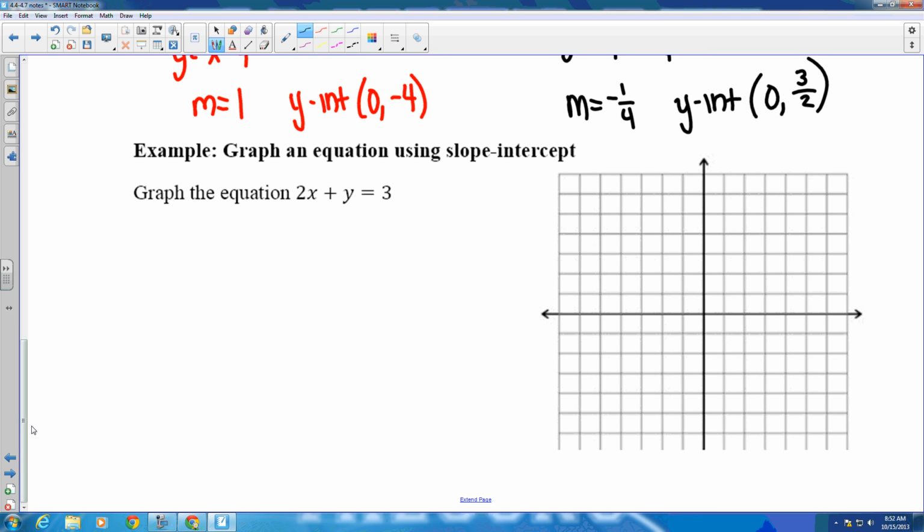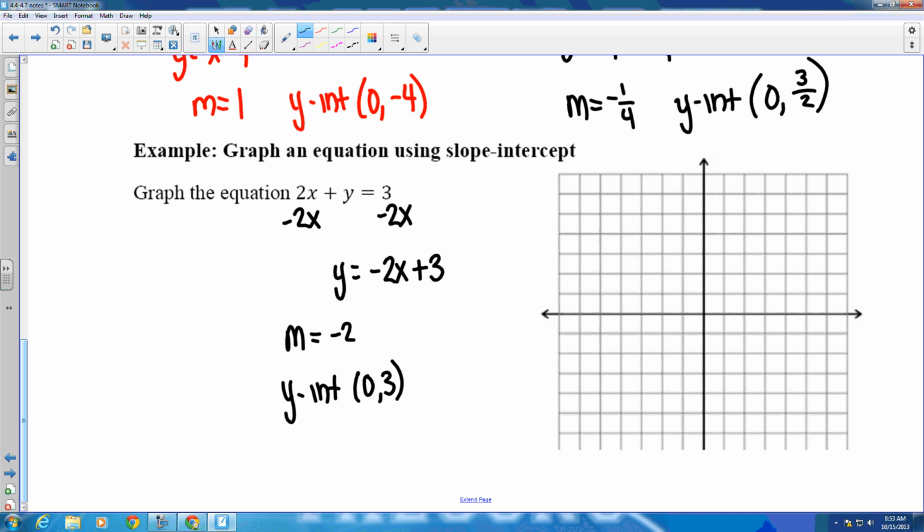Okay, graph the equation 2x plus y equals 3 using slope-intercept form. So the last thing that we did for graphing was use both intercepts, so we solved for x, solved for y, and just found the intercepts and graphed it. This time we're going to find the slope and the y-intercept. So we need to get it in y equals mx plus b form, which means we need to subtract 2x from both sides. Y equals negative 2x plus 3. So our slope is negative 2, and our y-intercept is (0, 3).